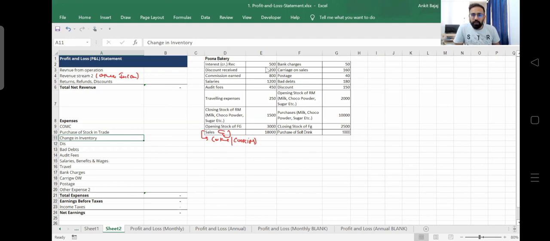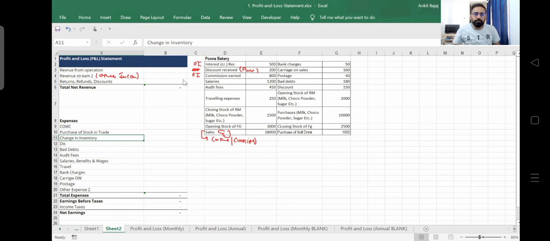So if I ask you to find the other income, you can see interest is other income, and discount received can be other income, or you can adjust it against purchases also. So instead of treating it as other income, we adjust this amount in purchases. Then commission earned is definitely other income. Then salary is your expense, and audit fee and traveling are not your income. Bank charges, carriage on sales, postage, bad debts, and discount paid are also expenses. If nothing is mentioned, we will assume discount paid is your expense.